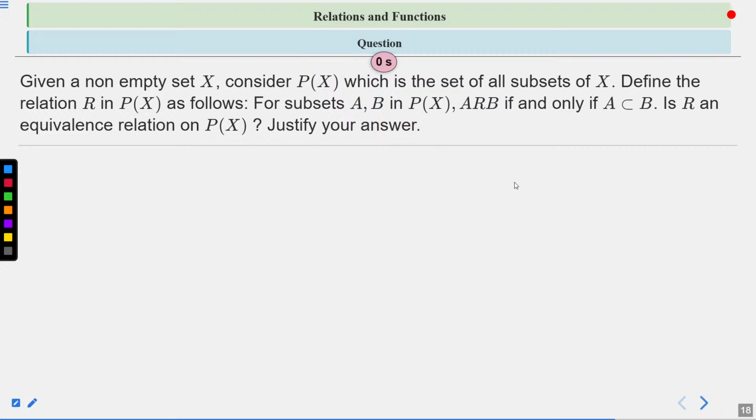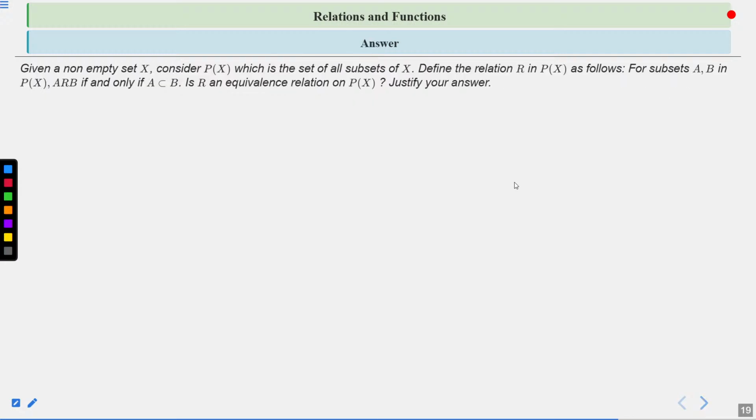Okay, let us move to the solution part. Given a non-empty set X, we have to consider Px, which is the set of all the subsets of X. Define the relation R in Px as follows: for subsets A, B in Px, A is related to B if and only if A is a subset of B. Is R an equivalence relation on Px? We have to justify our answer also. So let us move to the solution part.